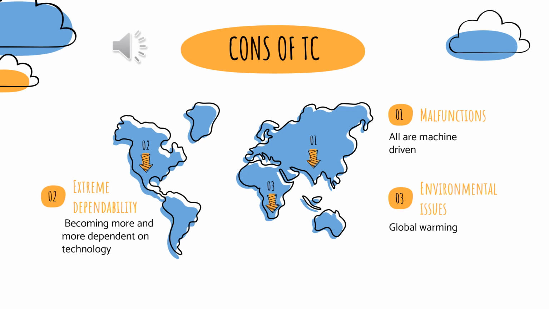Last but not least, contribution to environmental issues. Manufacturing technology means more equipment and technology being incorporated into production facilities, which has a negative impact on the environment due to various fuel sources such as gases and chemicals.